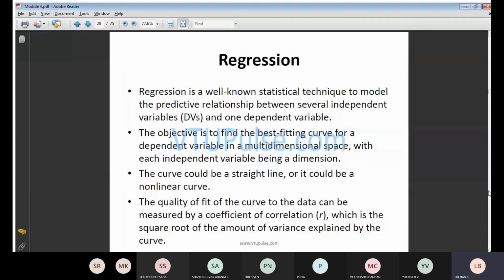Next is regression. Regression is nothing but a mathematical concept, a statistical technique. In this particular case, how we are going to design a model and how you will be predicting the relationship. That means we will be considering the variables.